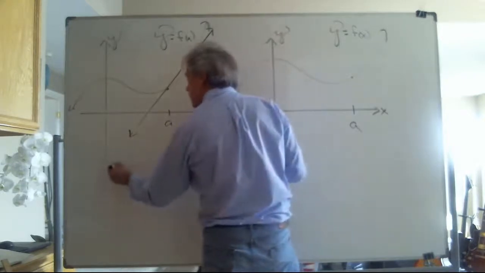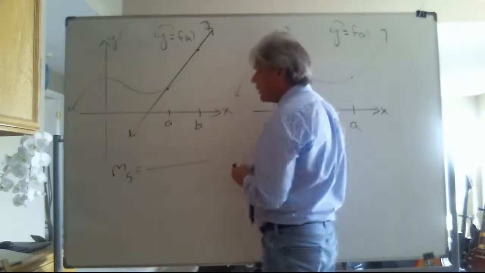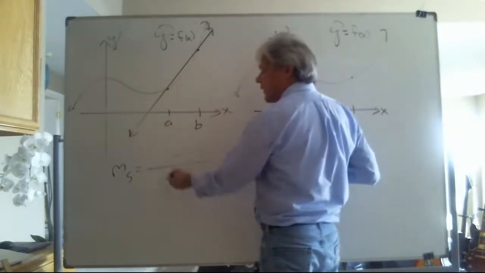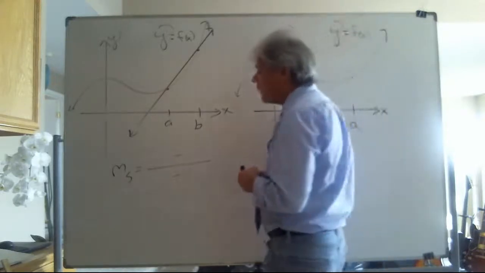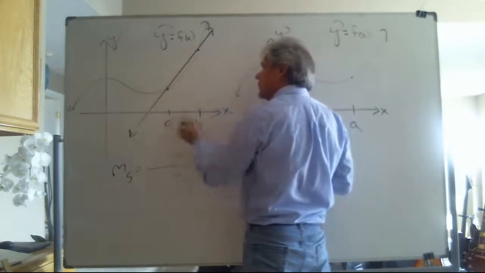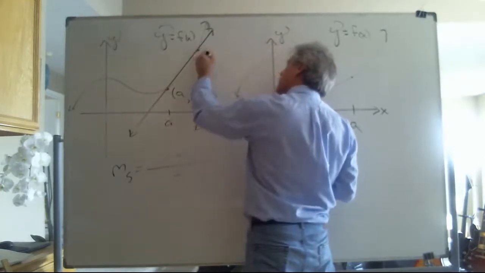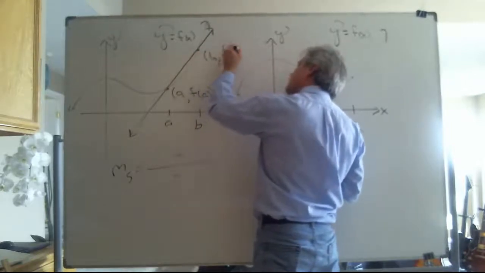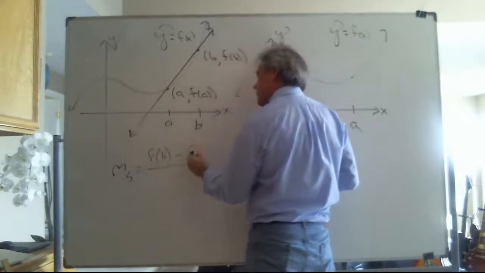So the slope of that secant line is merely going to be rise over run, or shall I say, the difference in 2 y values divided by the difference in their corresponding x values. Well, look at my graph. If this point and this point have x coordinates A and B, then here are their coordinates. Therefore, this is the rise. This is the run.